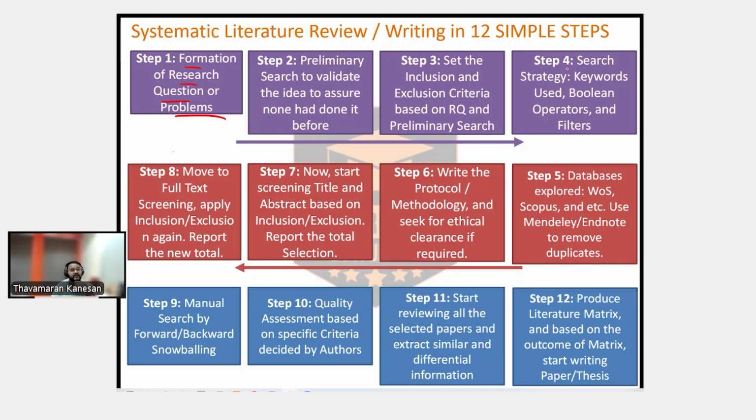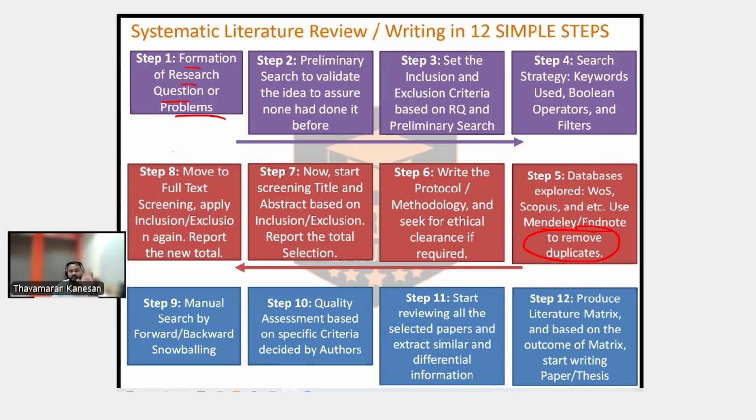Then step number 4, search strategy. Search strategy are the keywords that you use, Boolean operators, and, or, not, quotation marks, star, all those things, and what kind of filters you use. Then once that is done, you decide the databases you want to use and download all the bibliographic information, and you put it into Mendeley or EndNote to remove duplicates.